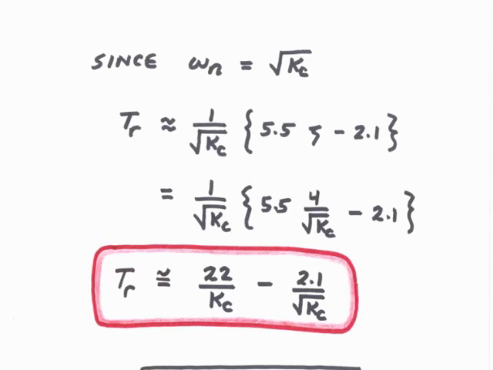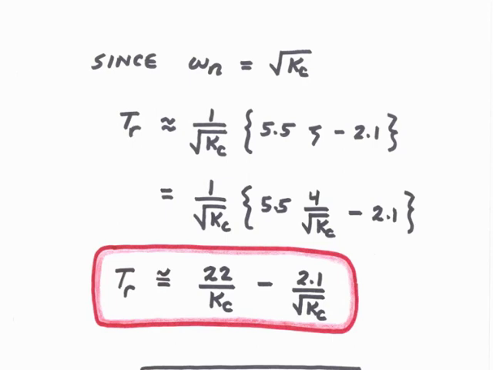Recall that omega n was the square root of kc, and that zeta was 4 over the square root of kc. We'll plug these two values into the equation that we just had on the previous page in order to find the rise time as a function of kc. And after a little bit of algebra, we'll find that the rise time is equal to 22 over kc minus 2.1 over the square root of kc. So this allows us to try to pick kc so as to make the rise time as small as possible.